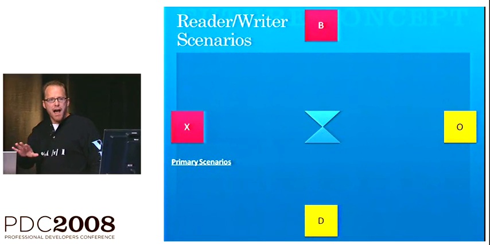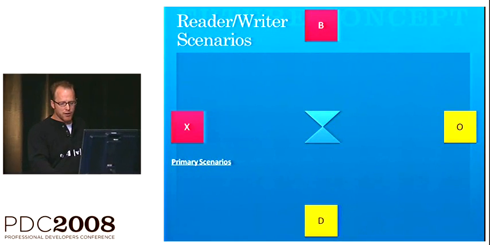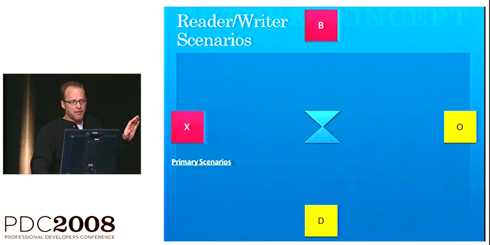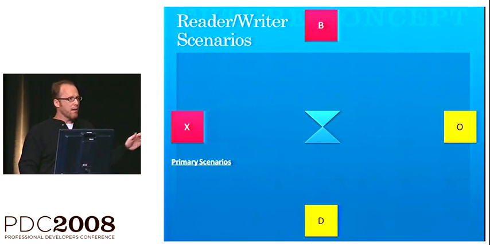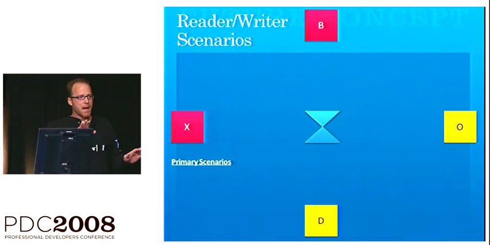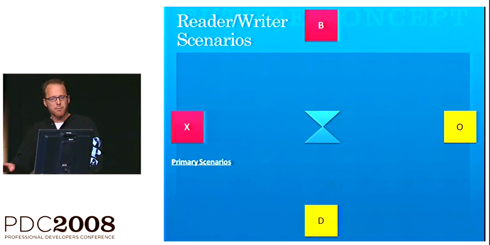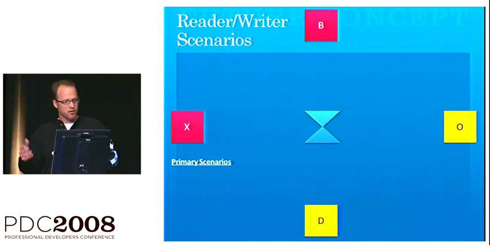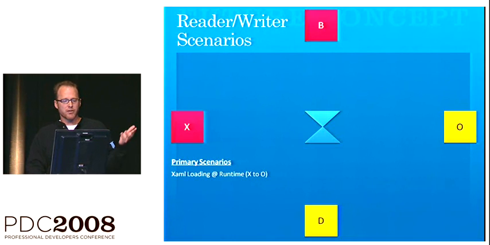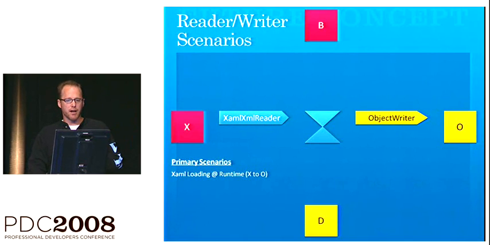So let's talk about five primary scenarios for reader and writer scenarios. And I've got the letters XBOD around there: XAML, BAML, object, DOM. Red, XAML and BAML, those are file formats. Yellow, objects and DOM, those are in-memory representations. And we've got our node loop in the middle. So the first scenario we'll talk about is XAML loading at runtime, X to O. You use the XAML XML reader, we saw this, and an object writer.